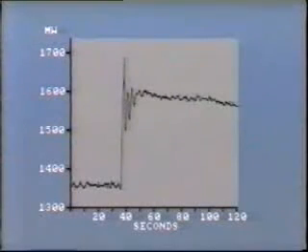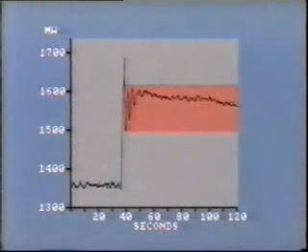Consider, for example, the loss of a generator on this power system. This trace shows megawatt flow into the area. The inflow immediately increases to supply the loss. But before the remaining generators settle down to their increased megawatt outputs, you can clearly see some oscillations. Most oscillations like these are well damped and die out in a few seconds.